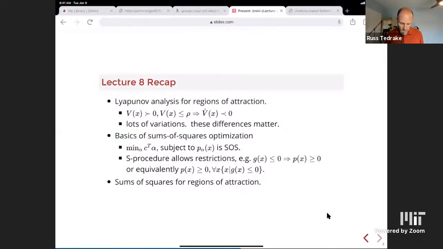Then we talked about the different sums of squares formulations for region of attraction. Again, I put some more in the notes, and the fact that most robot dynamics are polynomial. So we'll spend some time on the regions of attraction. In particular, I know I had a question about control design that I'll try to speak to today. But at this summary level, anything you guys want to bring up, dive into?